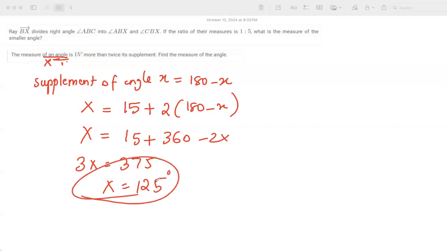Any questions? Clear? First, you write out what the angle is. What is the complement or supplement of the angle in terms of x. After that, form the equation. Got it? Okay. I'll stop here, guys.